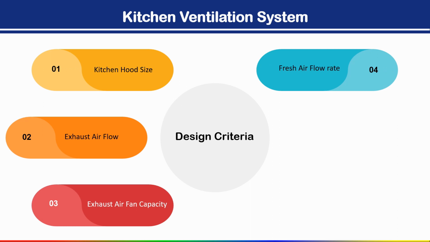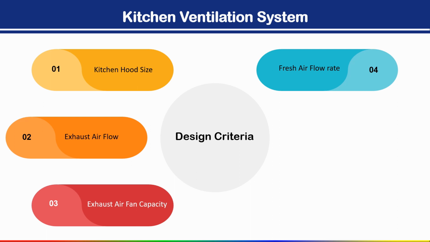Fourth, we have to find out the fresh air flow rate. Why? Because when you are exhausting air from the kitchen, what happens? The oxygen level inside the kitchen space will decrease. So to maintain the oxygen level, or to improve the air quality inside the kitchen, we have to supply fresh air also.